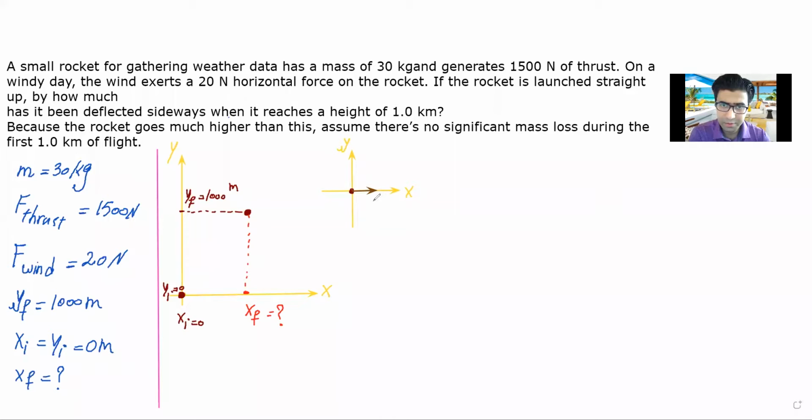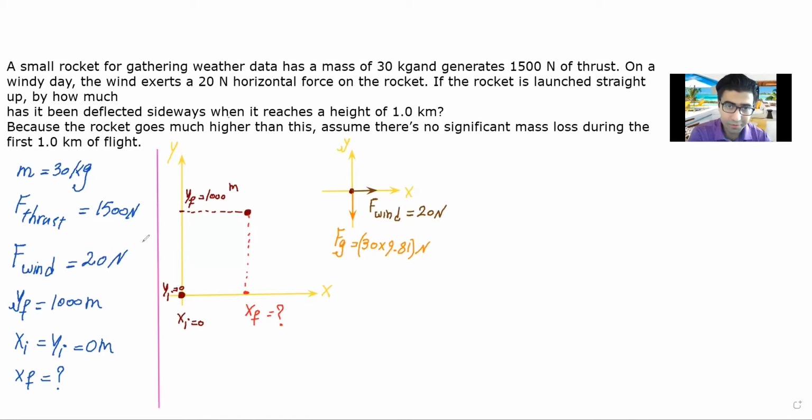So this is the force of wind equals 20 newtons. And also there is a weight, which is mass times gravity, gravitational force downward, which is something like this. I'm going to name it Fg, which is mass times gravity, 30 times 9.81 newtons. 9.81 is g, which is gravity.